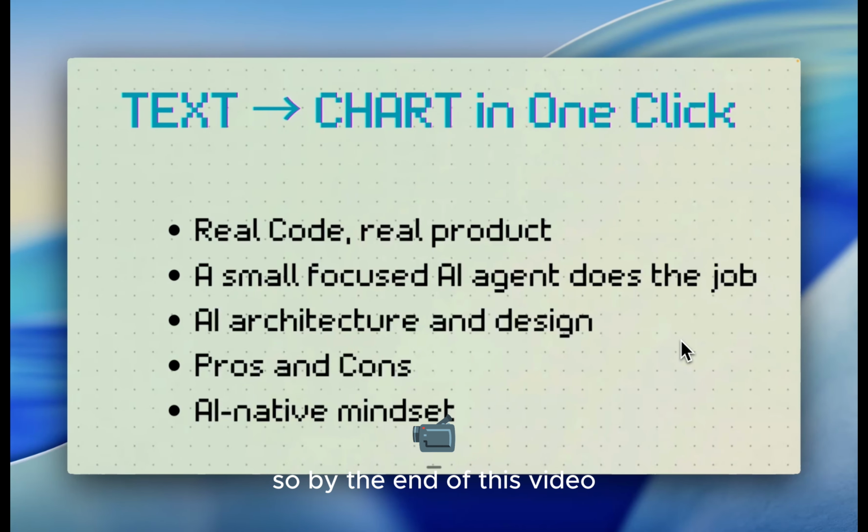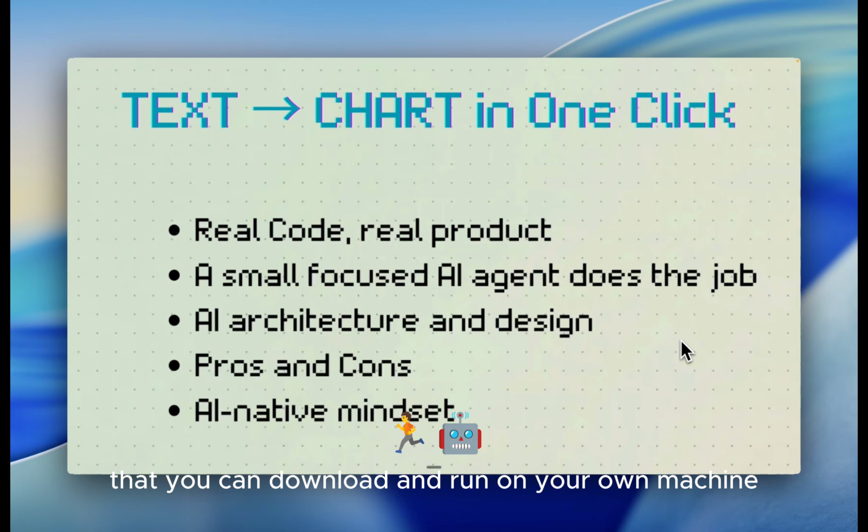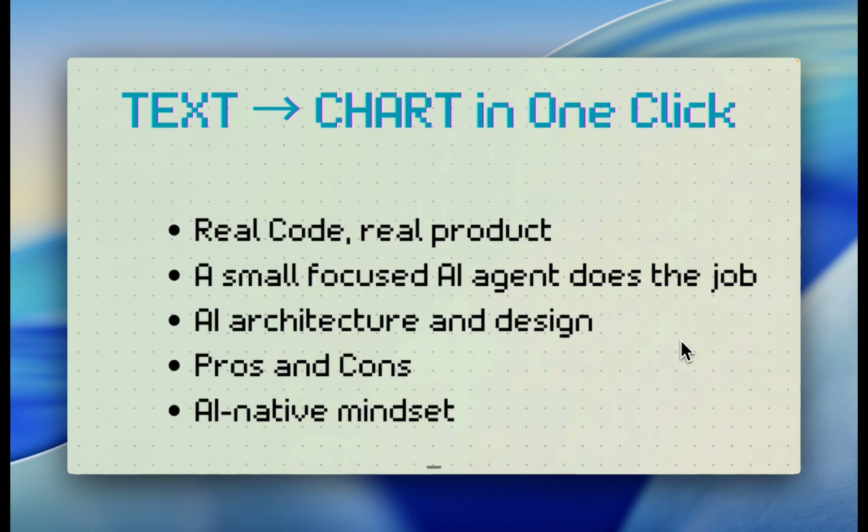So by the end of this video, you will have a working text-to-chart app that you can download and run on your own machine. Understand a simple AI agent for turning natural language into charts. Understand the architecture and design, so you can swap in your own dataset with just a few small changes. You will also understand the pros and cons of the AI agent, and you will develop an AI native mindset.